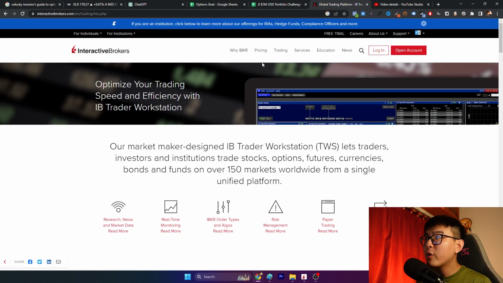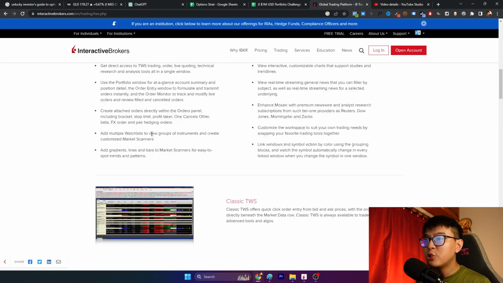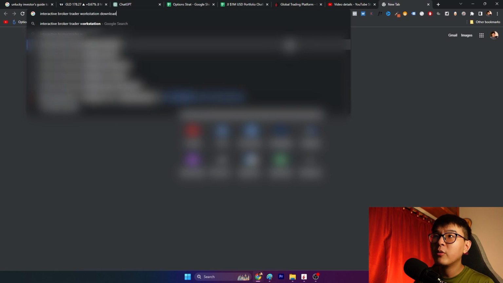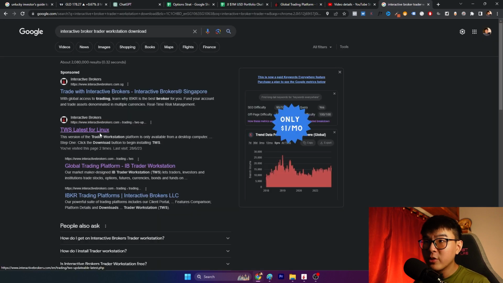The first thing for Interactive Brokers, unfortunately, in my experience, you can't really trade it on the platform itself. What I would do is download this program called the Trader Workstation. You can just go to Google, type Interactive Brokers Trader Workstation download. It is available for both Mac and Windows. You'll land on this website.